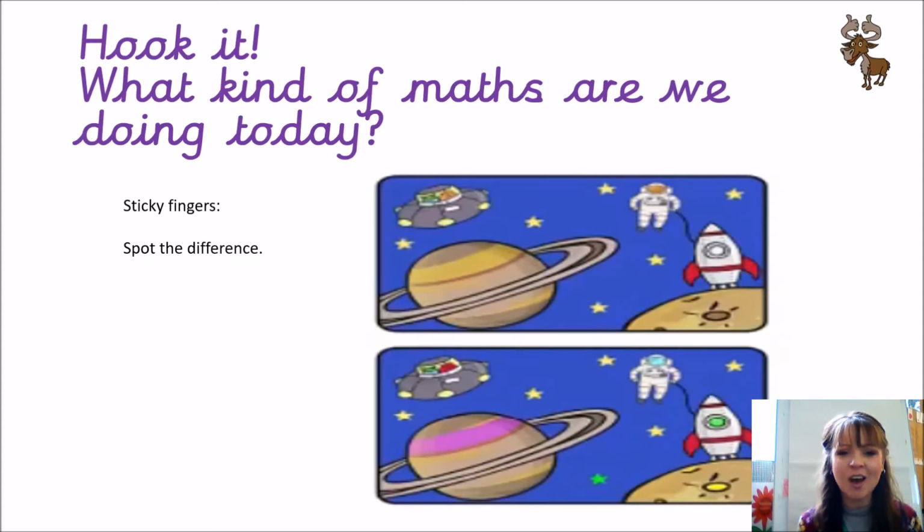We're going to start by the children zooming in on the two spot the difference pictures you can see on the screen and telling you the differences they can spot. Look closely, look at the colour, look at the shapes you can see. Tell your adult all the differences you can spot. Off you go. You can pause the video here because I'm just about to show you the differences.